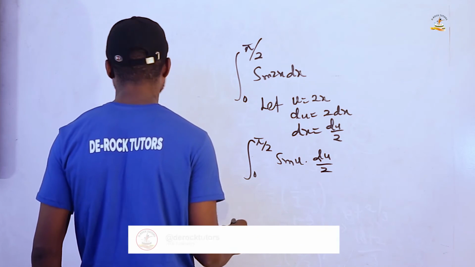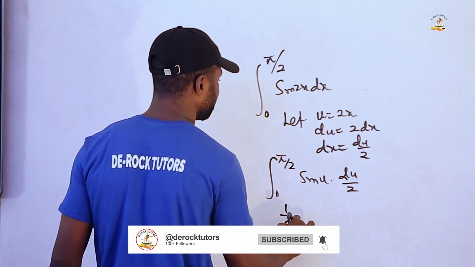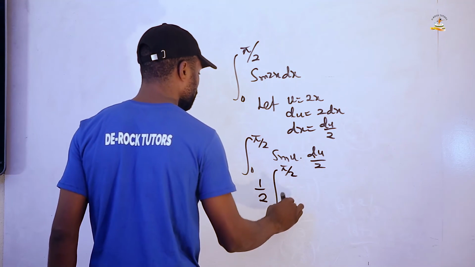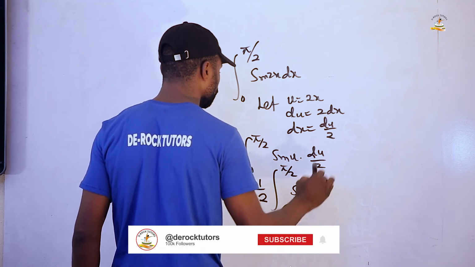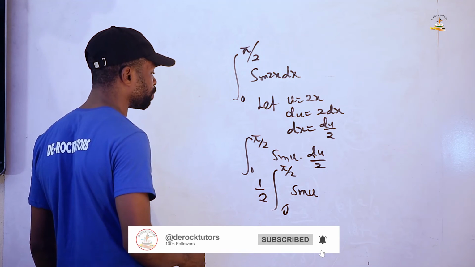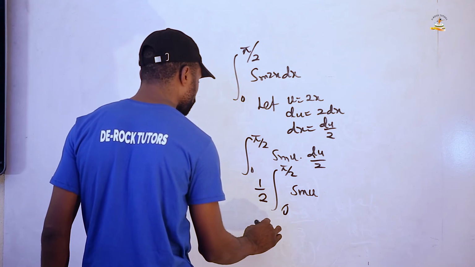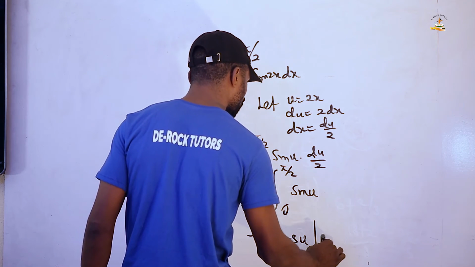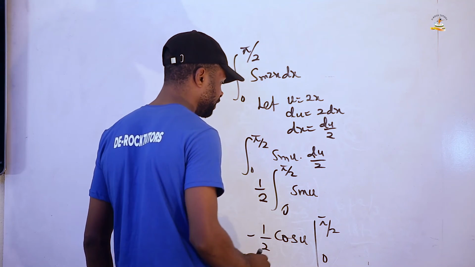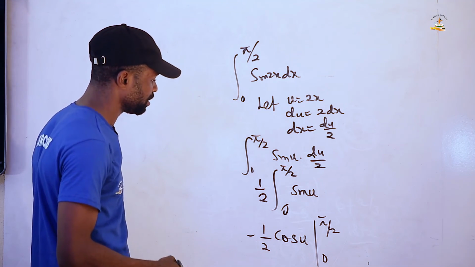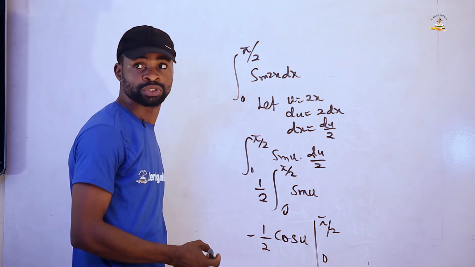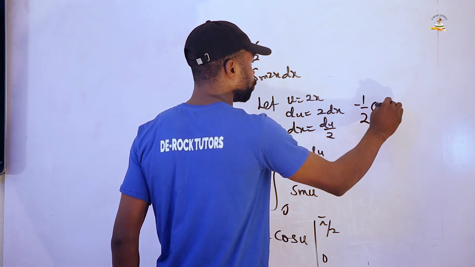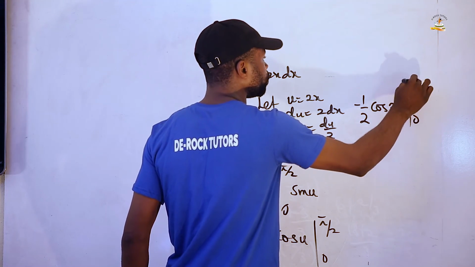We take out 1 over 2 from the integral sign. 1 over 2, the integral from 0 to pi over 2 of sine u. If you integrate sine u, what you have is minus cos u. So from here, you have 1 over 2 times minus cos u, from 0 to pi over 2. Now, since u is 2x, we proceed to have this as minus 1 over 2 cos 2x, from 0 to pi over 2.